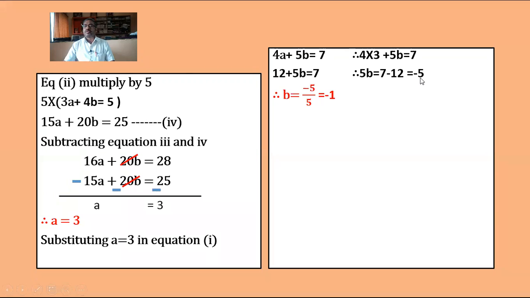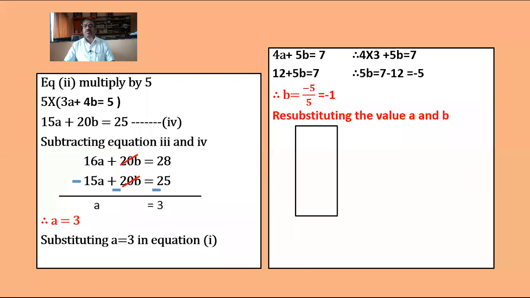5 multiplied to b goes on RHS side, then we get divide. Therefore b is equal to minus 5 upon 5. 5 get cancelled. Therefore b is equal to minus 1. Hence we get, a is equal to 3 and b is equal to minus 1. But resubstitute the value of a and b. Initially we have considered 1 upon x is equal to a and 1 upon y is equal to b. a आणि b साठी आपण जे सबस्टिट्यूट केलेलं आहे सुरुवातीला 1 upon x आणि 1 upon y, ते रिसबस्टिट्यूट करा, पुन्हा ठेवा.